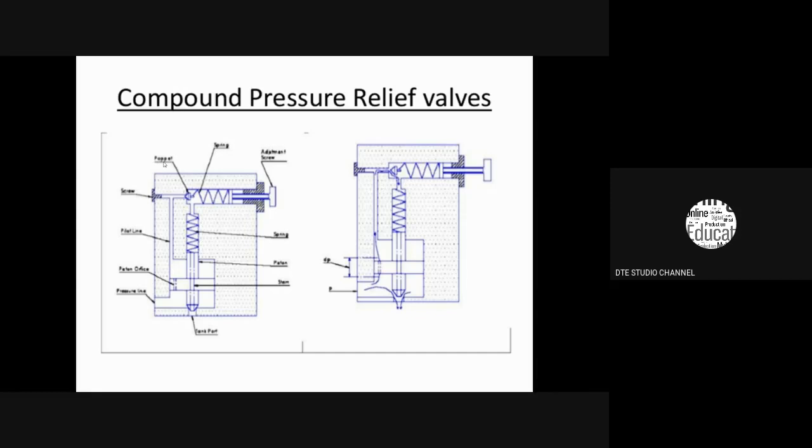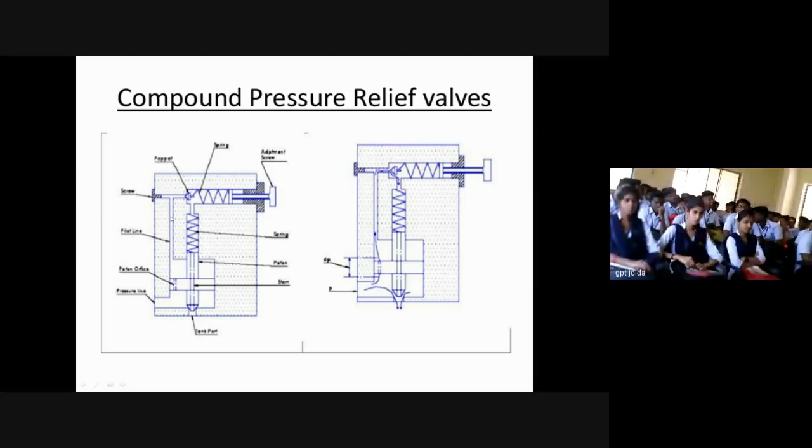Second type of pressure control valve, compound pressure relief valve. It can also be called a pilot operated pressure relief valve. There is a pilot line in the relief valve. The only difference is that the first type of pressure relief valve does not have a pilot line, but the compound pressure relief valve has another line, the pilot line.